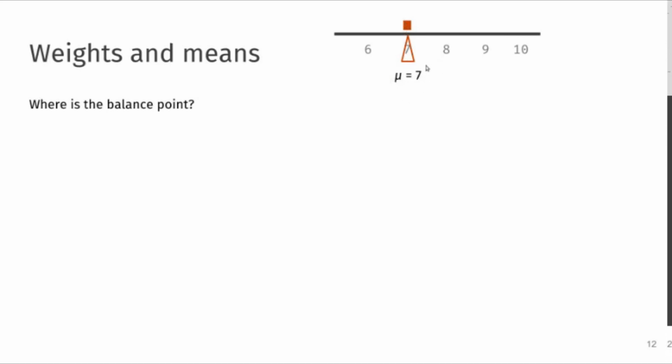So once again, the mean is the sum of all the observations divided by the total number of observations. So 7 divided by 1 single observation gives us a mean of 7. And this is the balance point for this data set. It's the point at which this surface would not fall either to the right or to the left.